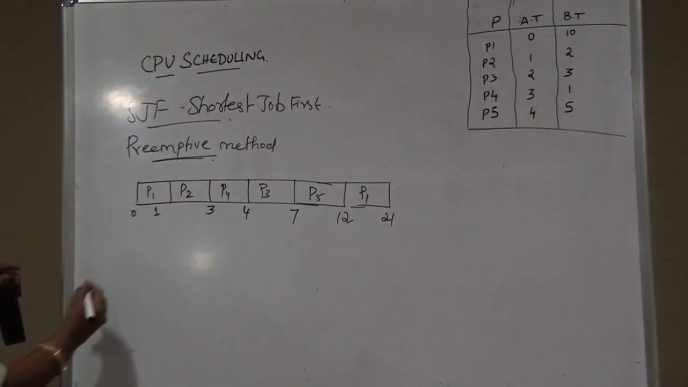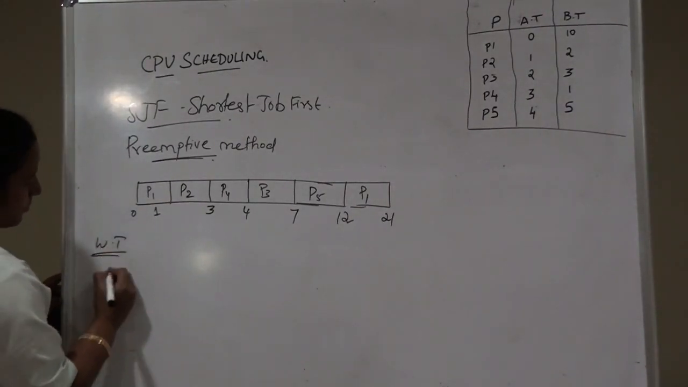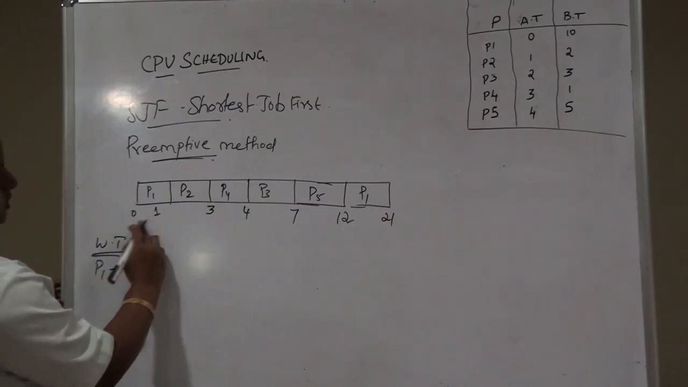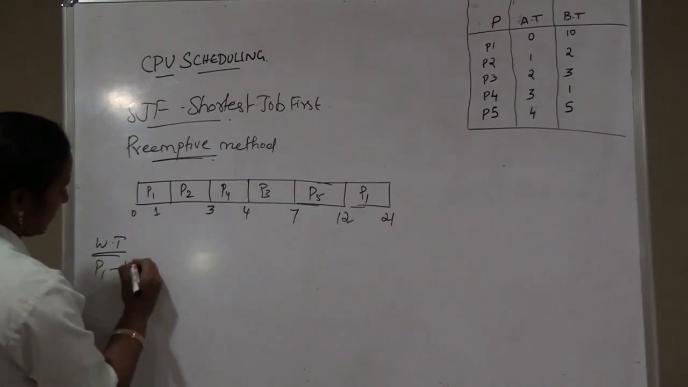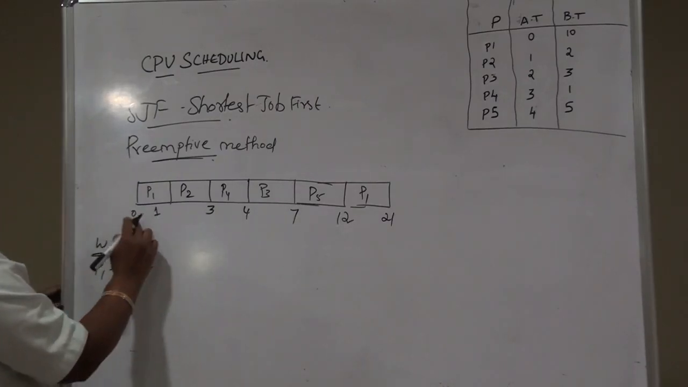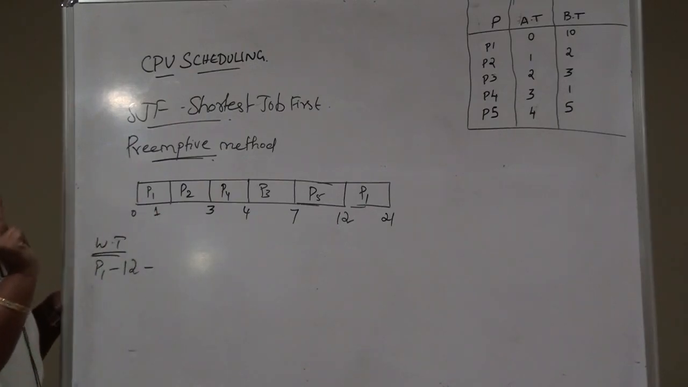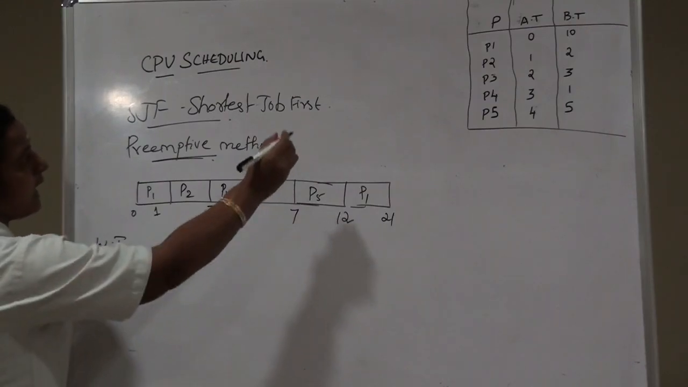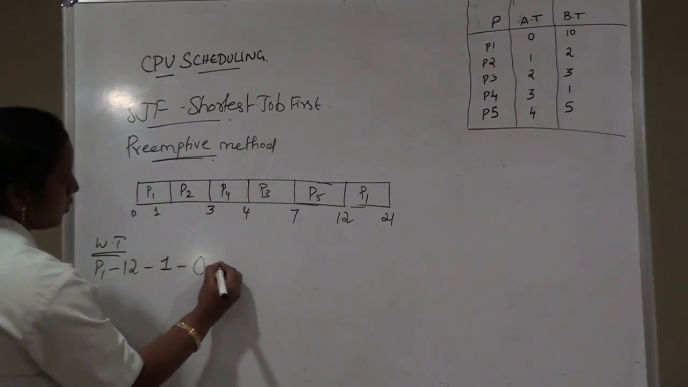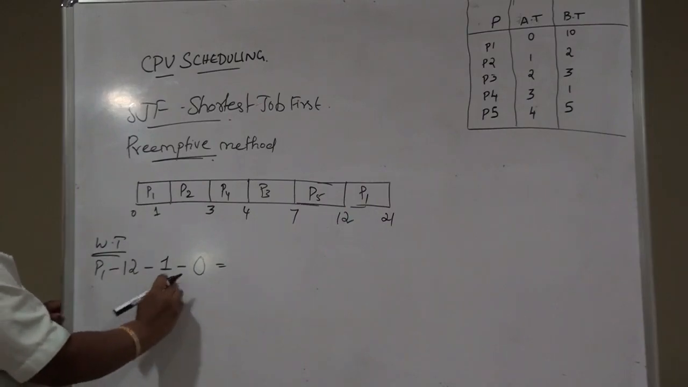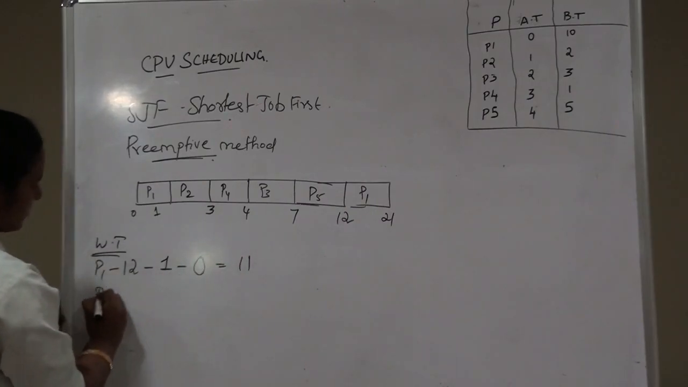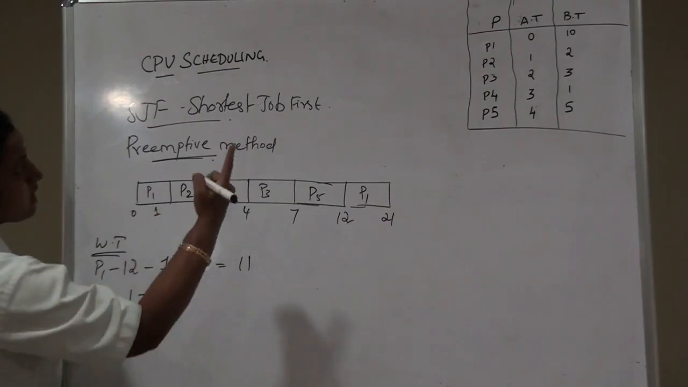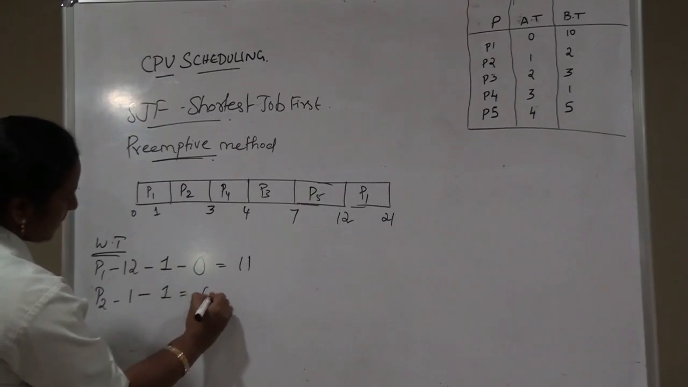Now, how will we consider the waiting time? For P1, the last completion time is considered as 12. Previously it has already executed for 1 millisecond, so you have to subtract that 1, and also subtract its arrival time, which is 0. So it is 12 minus 1 minus 0, which is 11. Next is P2. P2's waiting time is 1 and its arrival time is 1, so 1 minus 1 is 0.